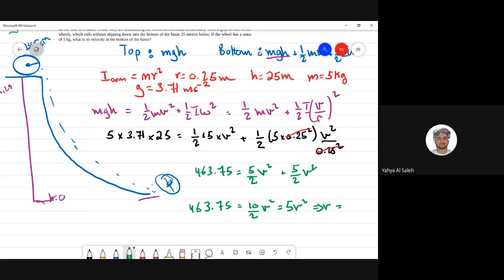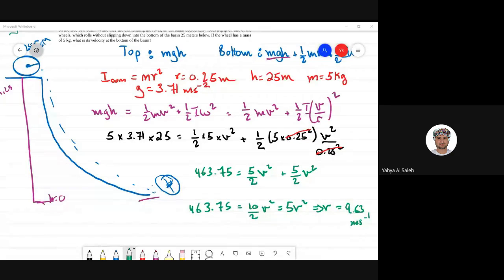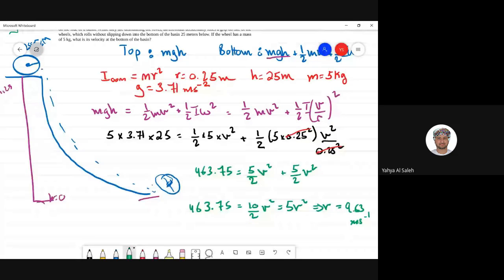So v is equal to 463.75 divided by 5, square rooted, which is 9.63 meters per second. Is that what the book gets? Yep. So that is example 11.3.